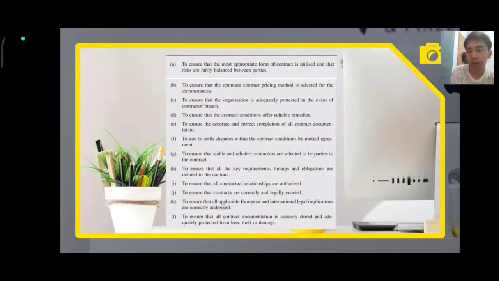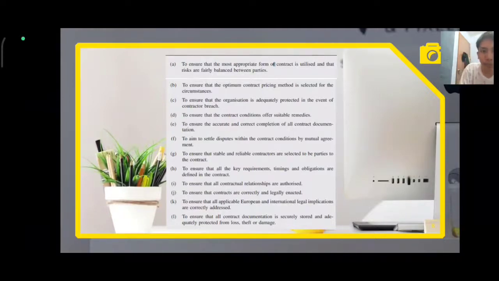So, ayun nga. Dapat sa contract may agreement muna yung dalawang party para gumana yung contract between sa dalawa.